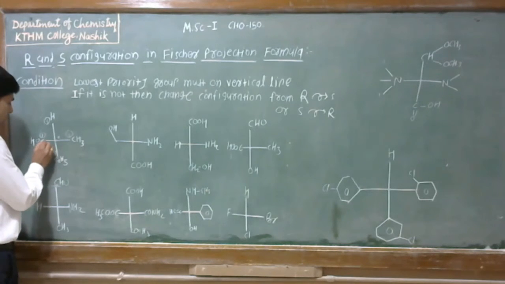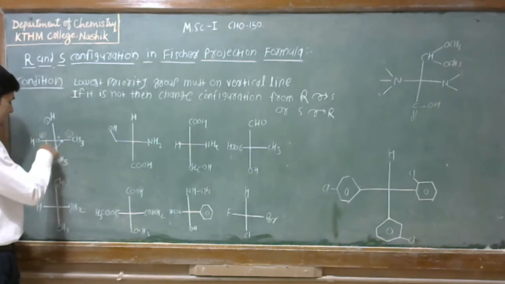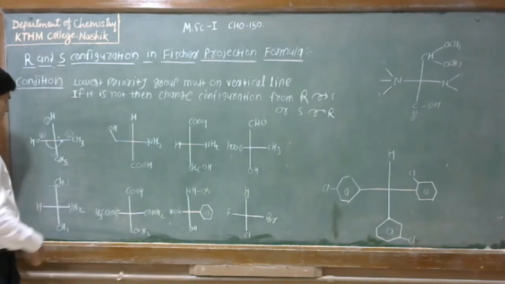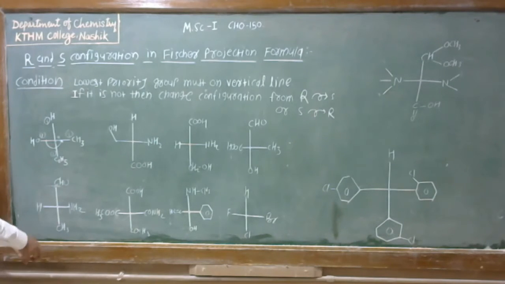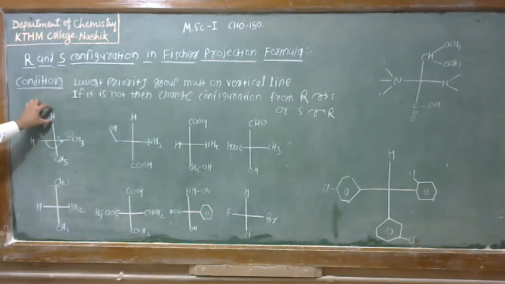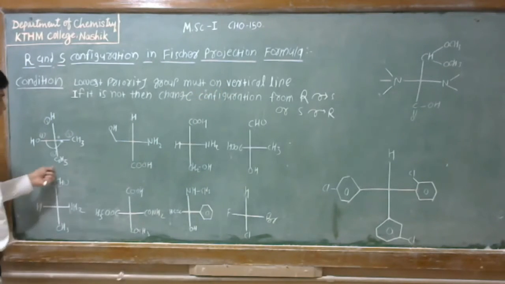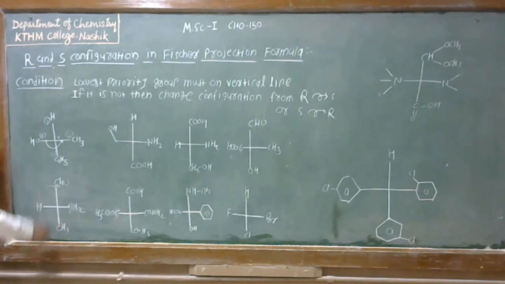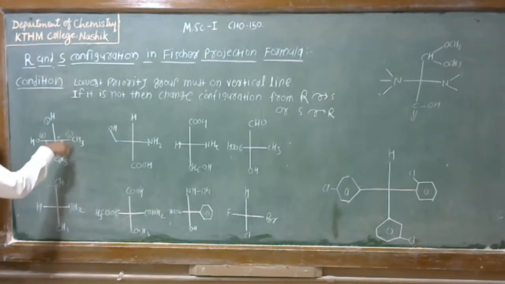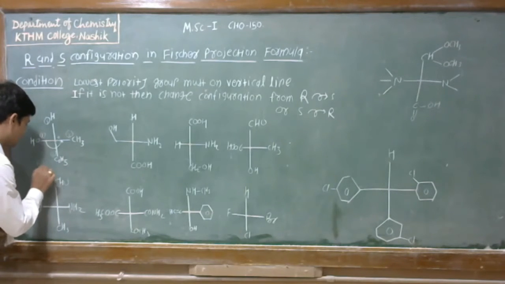So we move here from first to second and second to third. It means that this is the S configuration. In this case, according to our condition, the lowest priority group, that is hydrogen, is on the vertical line. Therefore, there is no need to change the configuration. And here, the rotation is anti-clockwise. Therefore, this is the S configuration.